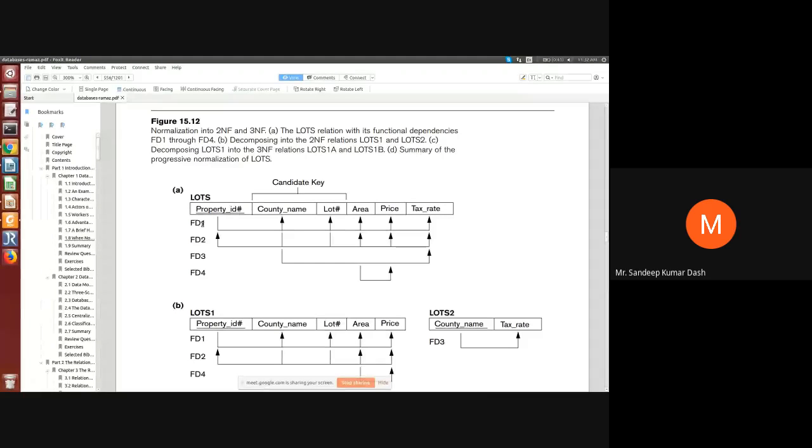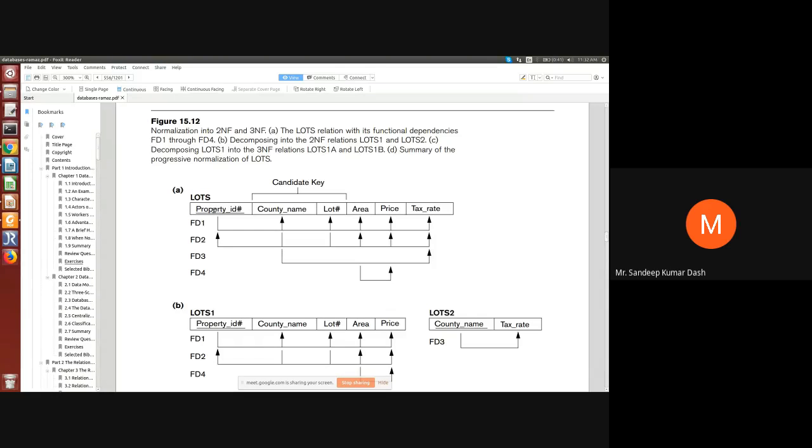What happened? No one is responding. Full functional. Hmm? Full functional. How? Because all the attributes depend only on property ID, which is a key. This is a primary key and there is a single attribute here. You cannot divide this further.